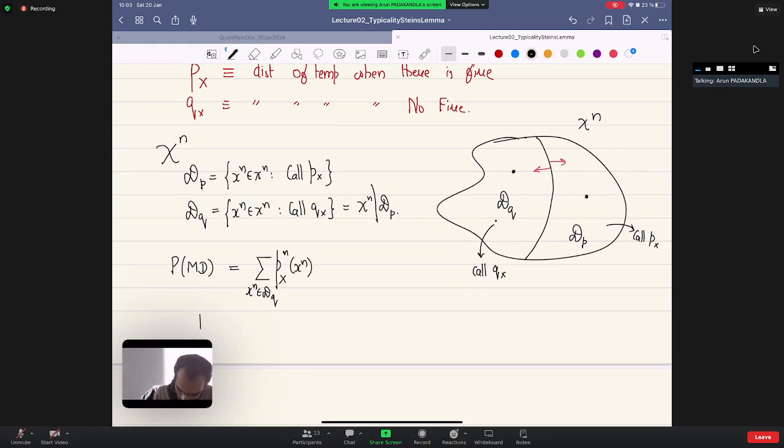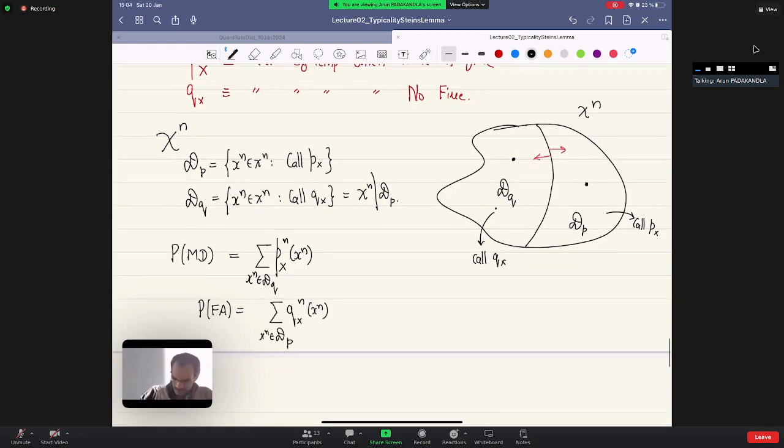What is the probability of false alarm? The probability of false alarm is that it's generated according to Q, but you ended up in the set Dp, right? It is important to understand this, otherwise you will not get it. So Dp, okay, this is important.